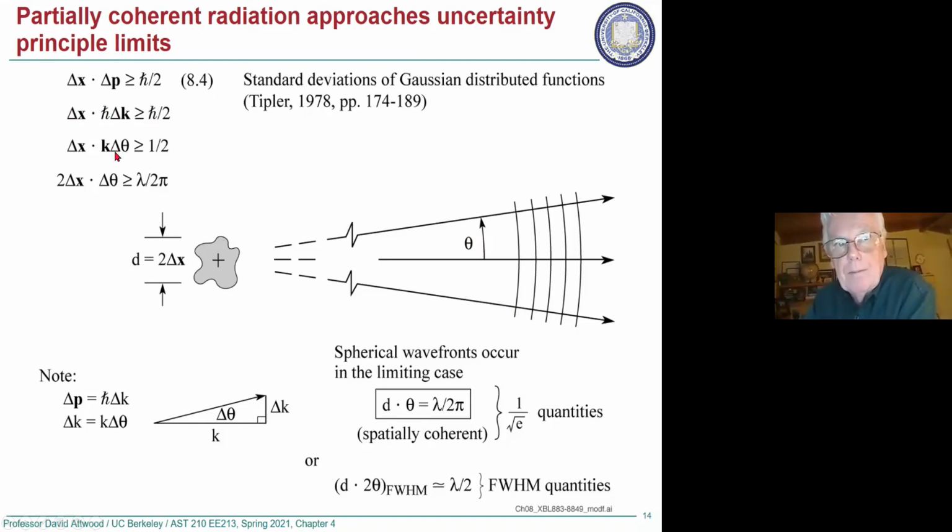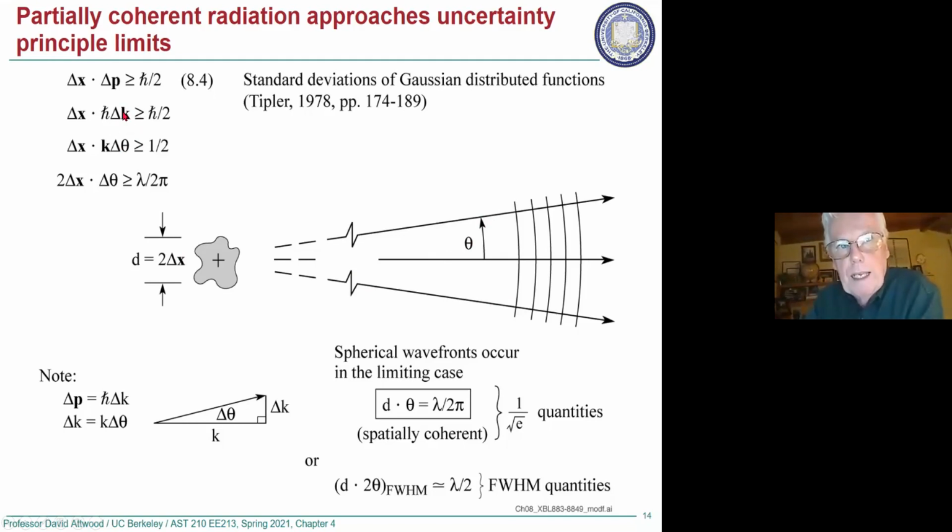And k is the wave vector, 2 pi over lambda, but it has a directionality to it. If our radiation is almost monochromatic, quasi-monochromatic, then the uncertainty in k is not so much uncertainty in wavelength, but it's uncertainty in direction. So this is for a quasi-monochromatic radiation. It could be 1 part in 100, that would be fine.